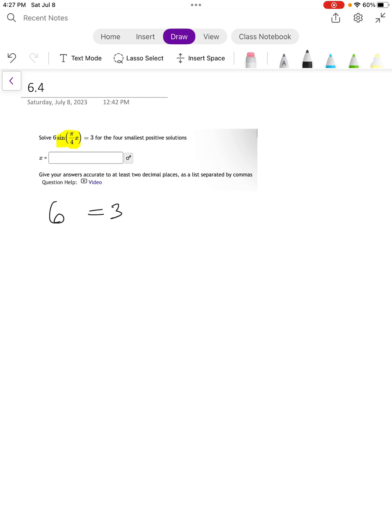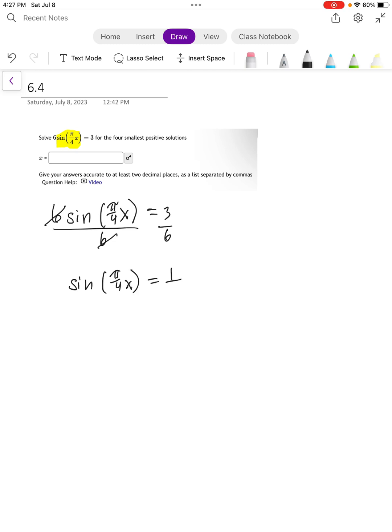So I just let the whole sine pi over 4x be one variable m, and then we treat it like that. What we would do is divide by 6 on both sides. That's what we're going to do in this first step. These 6's will cancel, and I get sine pi over 4x is equal to 1 over 2.